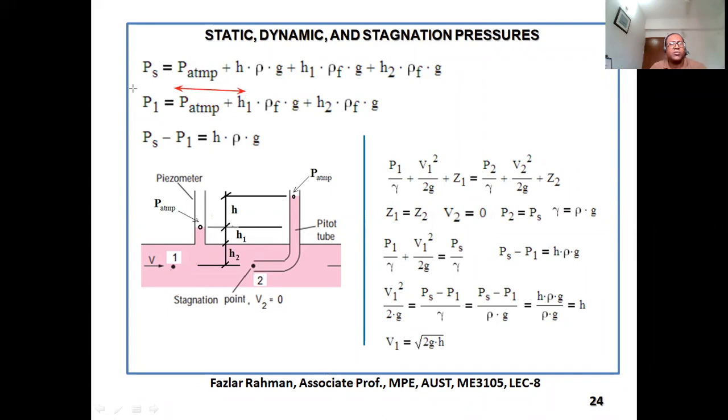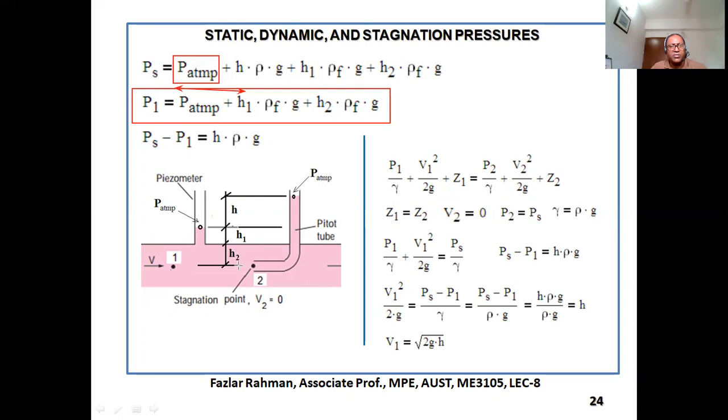Now we'll figure out the pressure at point 2, P2. P2 means P stagnation, so instead of P2, we use PS. So start from the top, right over here, atmospheric pressure. So atmospheric pressure plus, coming down, you need to add the pressure H rho g, this mass height. Then coming down by H1 rho g.